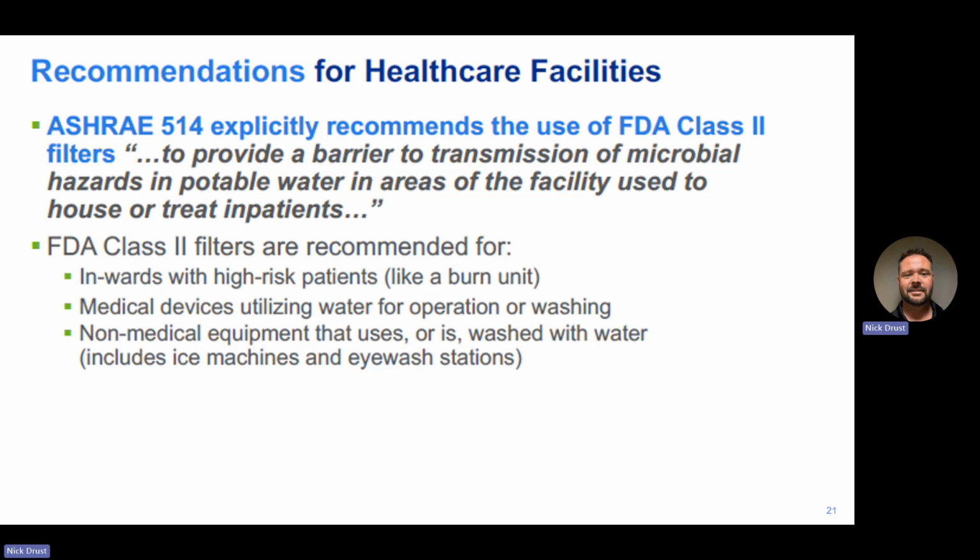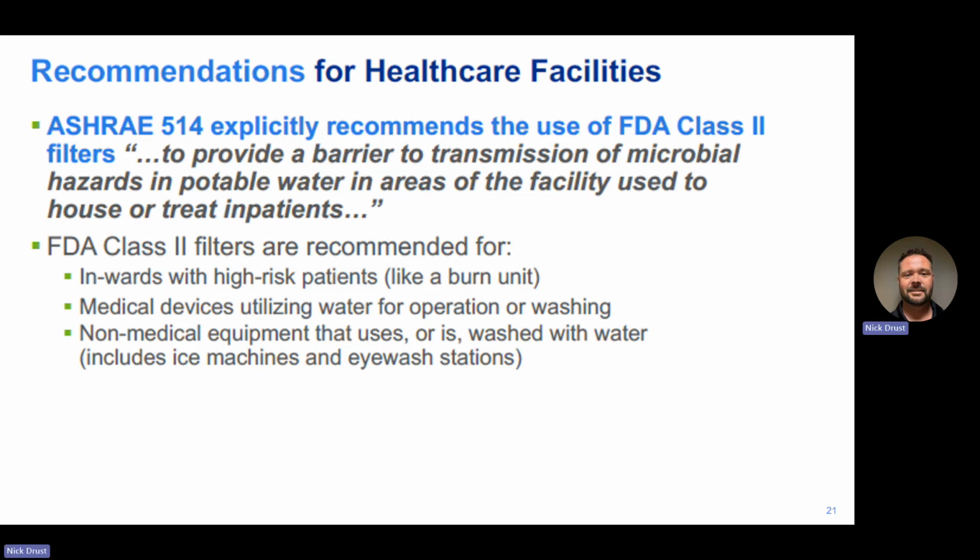Now let's talk about something that gets a lot of attention whenever people read ASHRAE 514 for the first time. The standard doesn't just identify hazards, it also discusses potential control measures. One of those control measures is filtration. ASHRAE 514 specifically states that FDA Class 2 filters may be used to provide a barrier to the transmission of microbial hazards in potable water in areas used to house or treat inpatients.